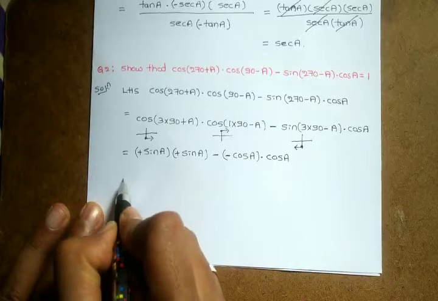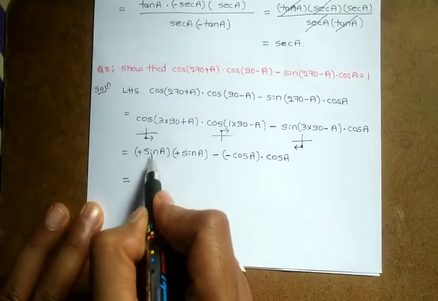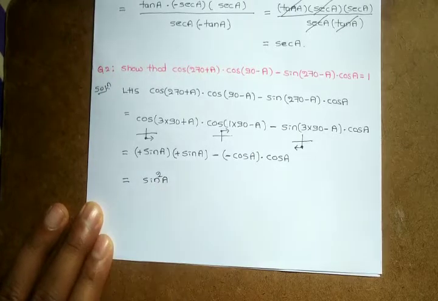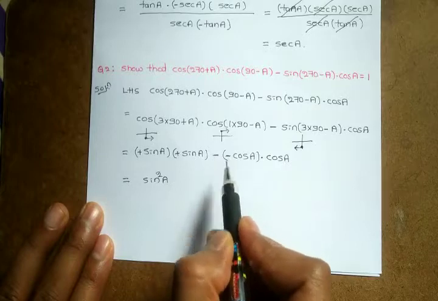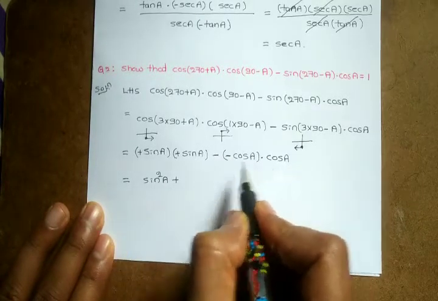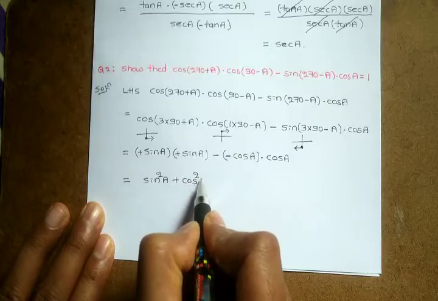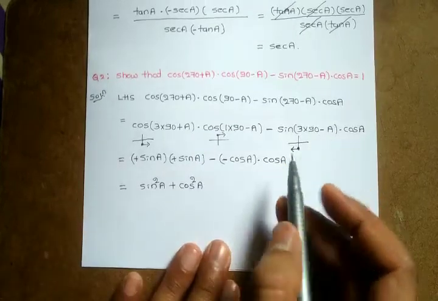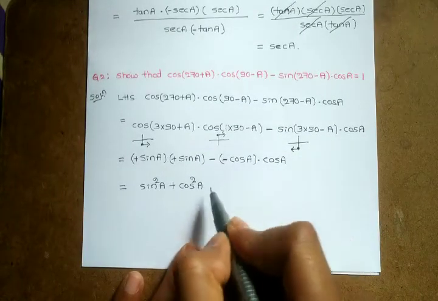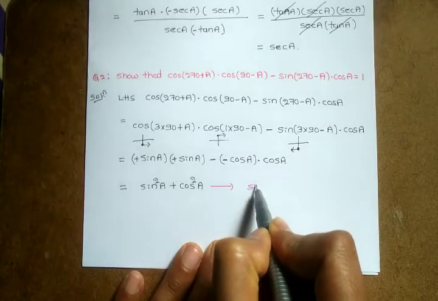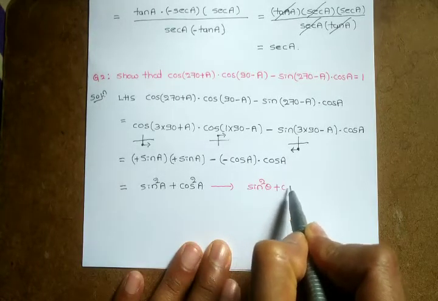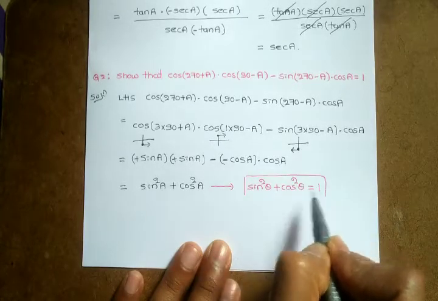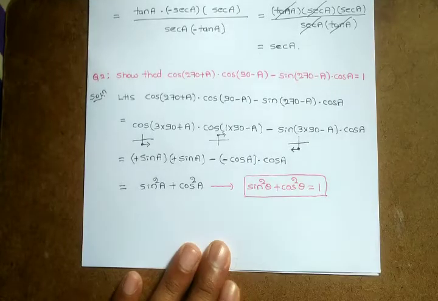So next, plus into plus is plus, sine into sine goes to sine square A. Next, minus into minus is plus, cos into cos is cos square A. So next, in trigonometry, what is the identity? Sine square theta plus cos square theta is always 1. So this is the formula, correct?